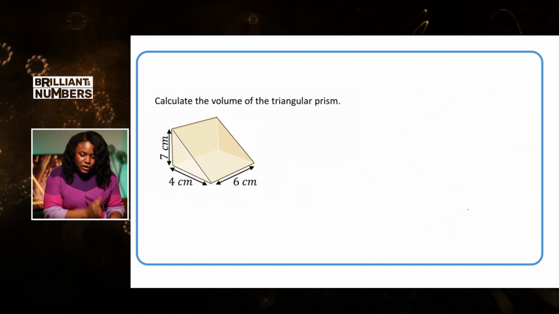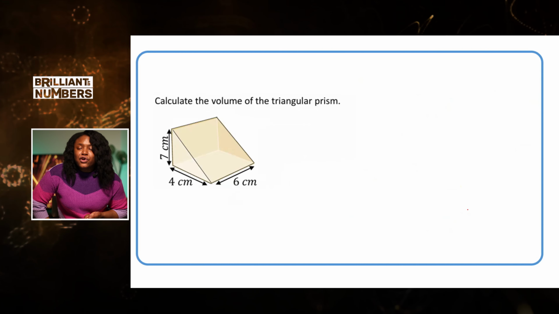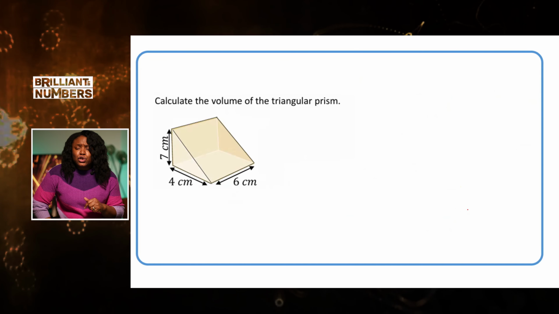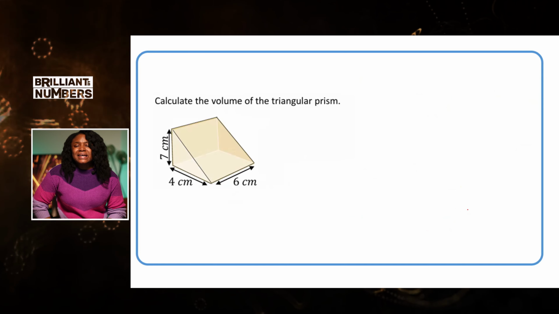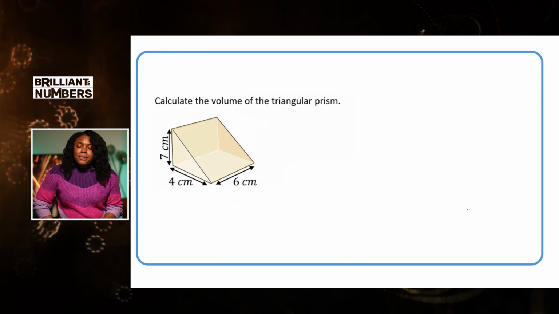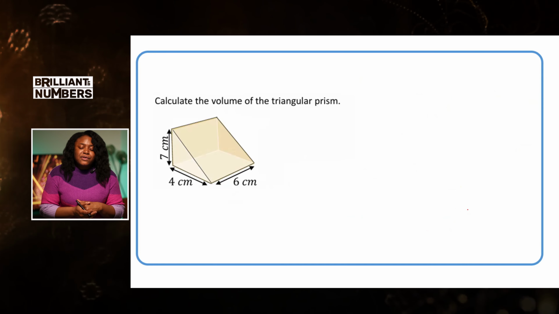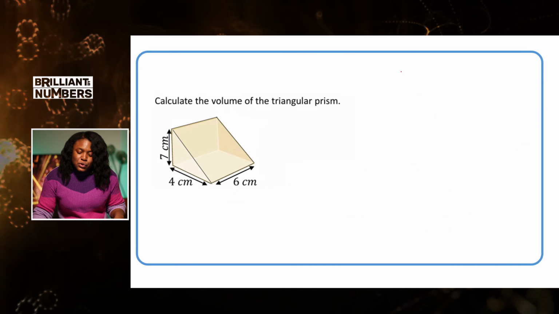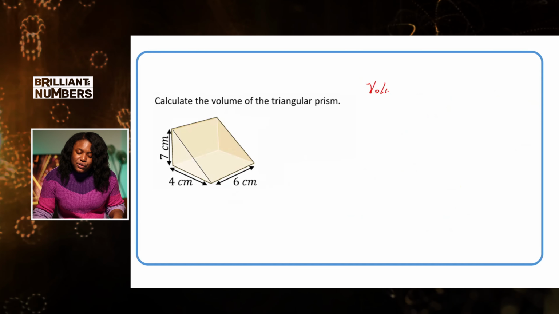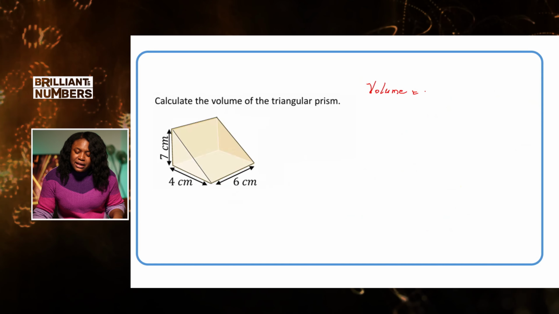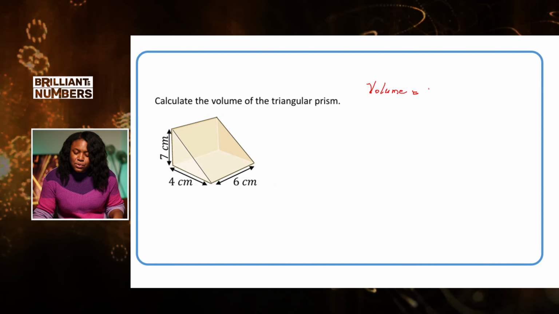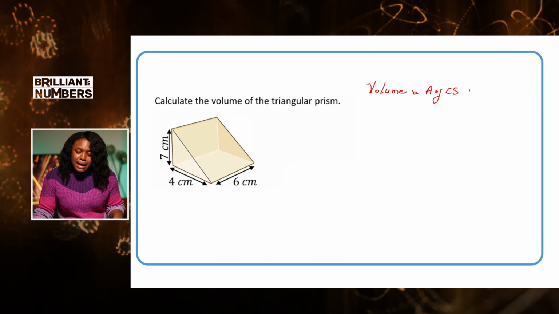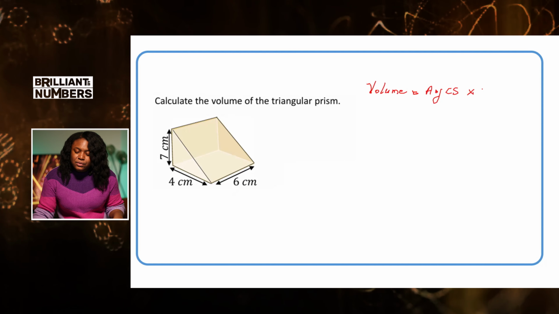So on we go. Now we're going to practice another one of these, but this time we're told to calculate the volume of a triangular prism. So again, the formula remains the same regardless of the fact that this time the cross section is a triangle. So volume is equal to the area of my cross section, and then I multiply that by my length.